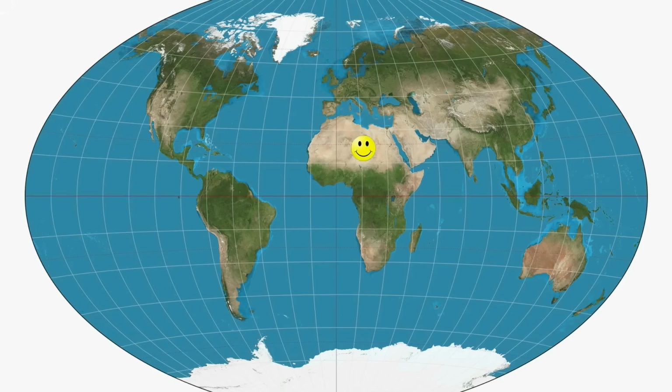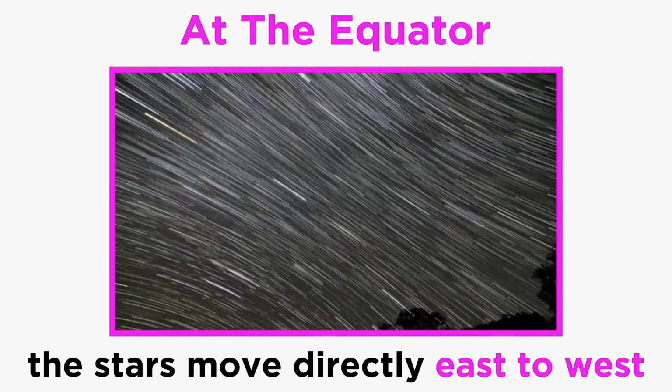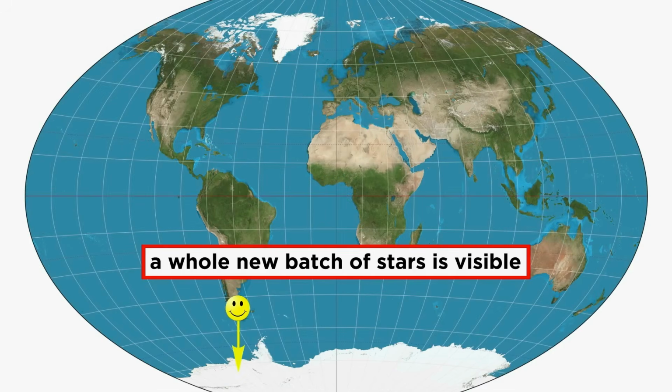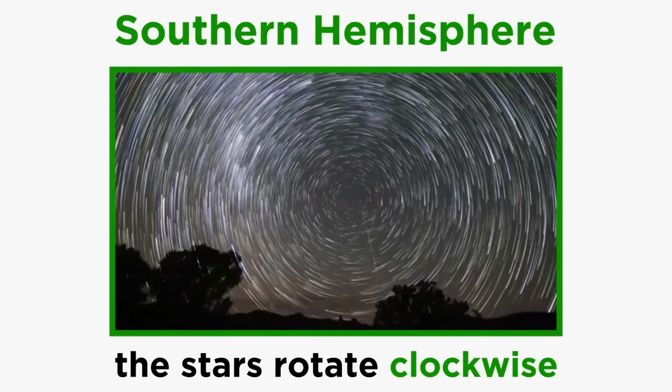If you were to then travel south for a while, and at the equator, all the stars move directly east to west through the sky. Then heading towards the southerly latitudes and facing south, you will see a whole new batch of stars you couldn't see in the north, and they will again be rotating around a point in the sky, though this time clockwise instead of counterclockwise.